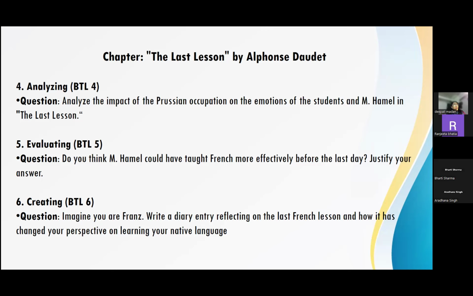And finally, evaluate. So do you think M. Hamel could have taught French more effectively before the last day? Justify your answer. So this is the evaluate level of Bloom's taxonomy. And finally, the create section. In this, imagine you are Franz and you have to write a diary entry reflecting on the last French lesson and how it has changed your perspective on learning your native language. So again, this is something new that they're creating. They have learned, they've understood, they have analyzed the information, and now they will have to put everything into use and create this diary entry.